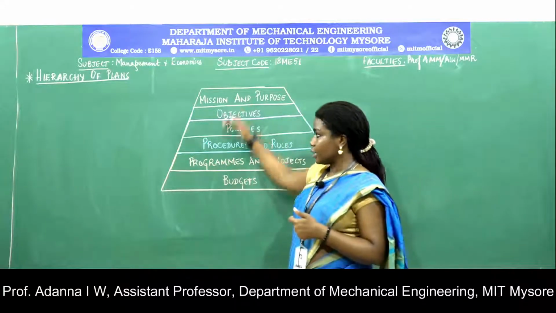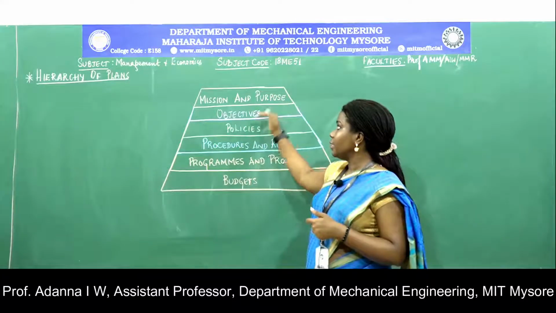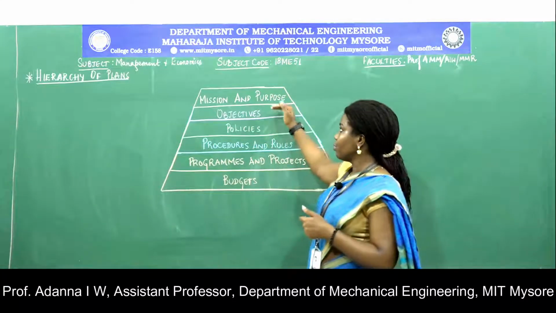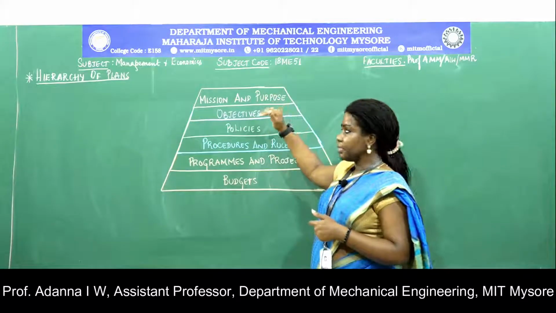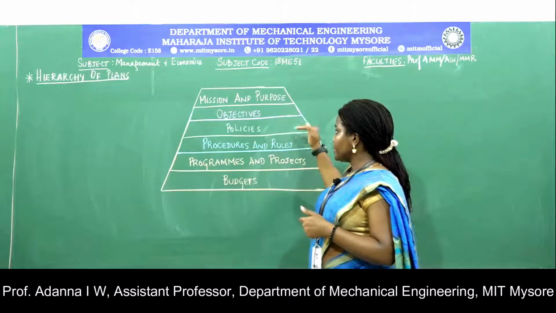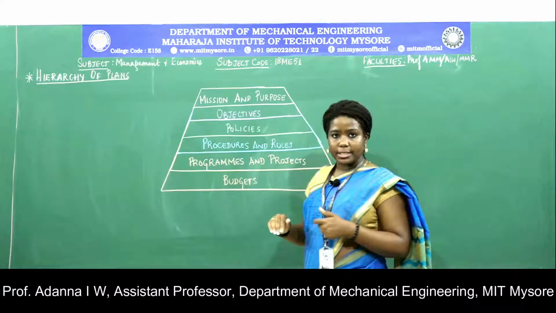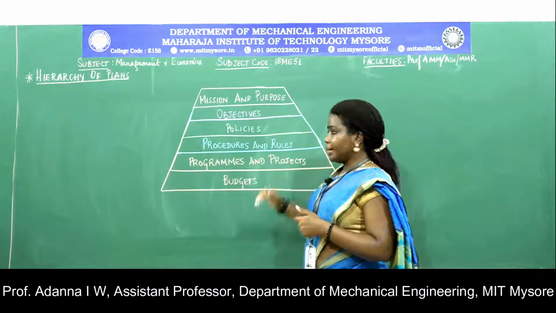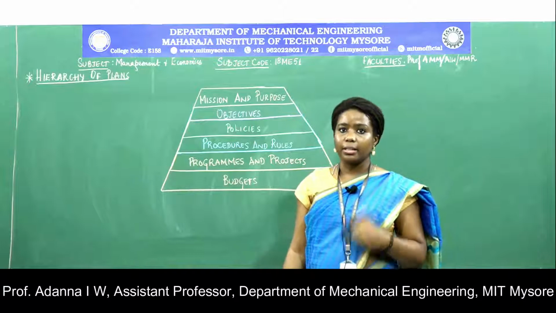This is the hierarchy of plans, wherein we begin with the mission and purpose of the organization, move on to the objectives that are going to be used to verify this mission and purpose, the policies that are set in place, procedures and rules that are governing the organization, programs and projects that are there around, and budgets that are going to work for the organization in present and in the future.